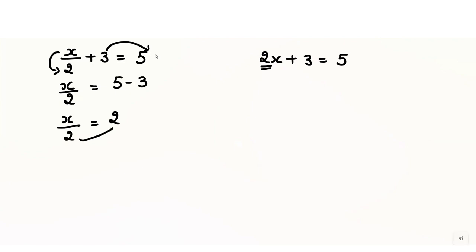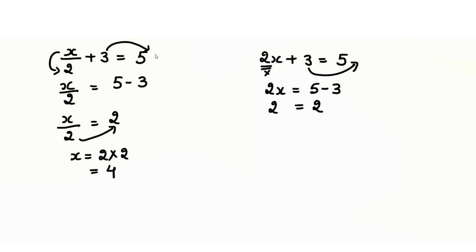Now we will move this 2 to this side and we'll get x is equals to 2 into 2, which is equals to 4. Similarly, in this question also, we will not move this 2. We will move this 3 to the other side. We'll get here 2x is equals to 5 minus 3, which is equals to 2. So 2x is equals to 2 and we'll move this 2 to this side and we'll get x is equals to 2 divided by 2, which is equals to 1.